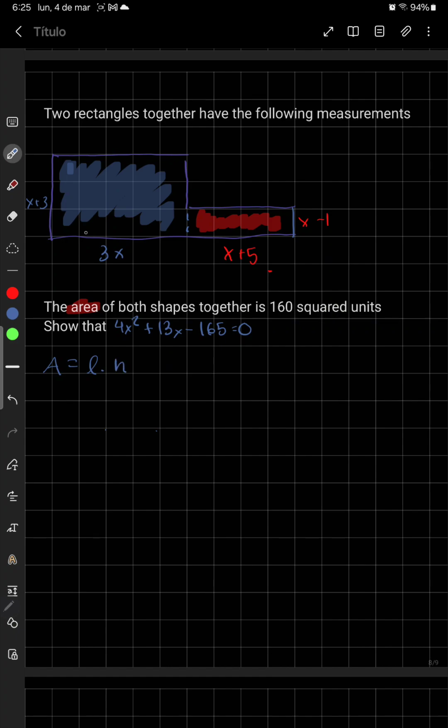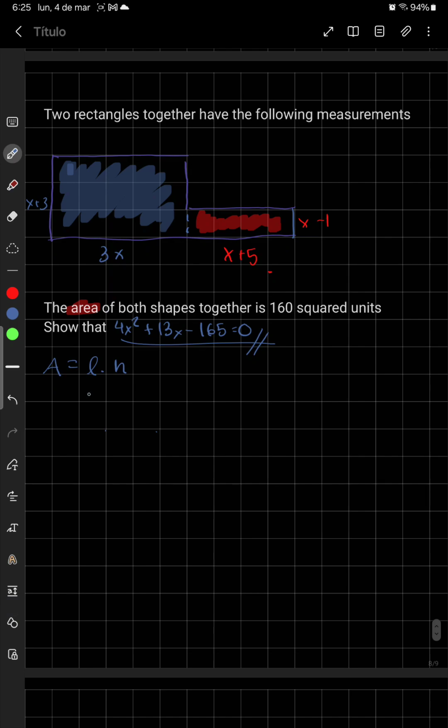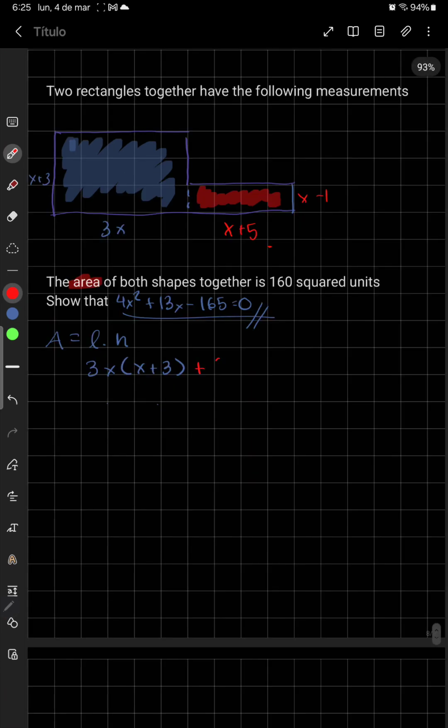So we need to calculate the area of both of them in order to get our equation. What is the area of the first one? Length 3x times x plus 3. And for the second one, we have x plus 5 times x minus 1. If we add both of them, the area should be 160 square units. Now that we have the formula, we need to expand and simplify in order to get the quadratic equation that they're giving us.